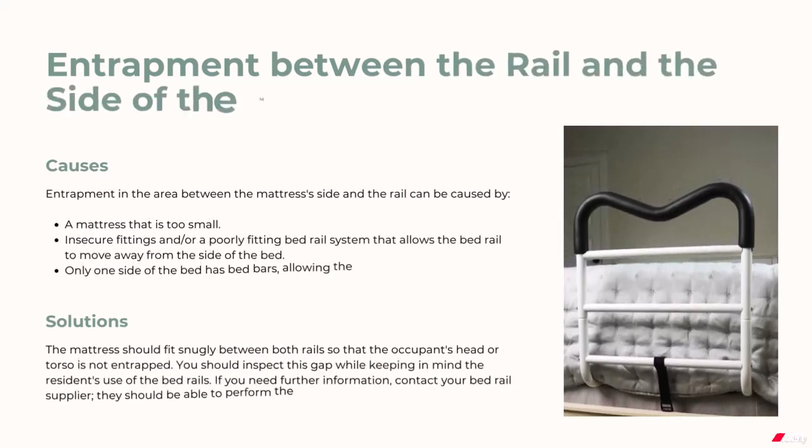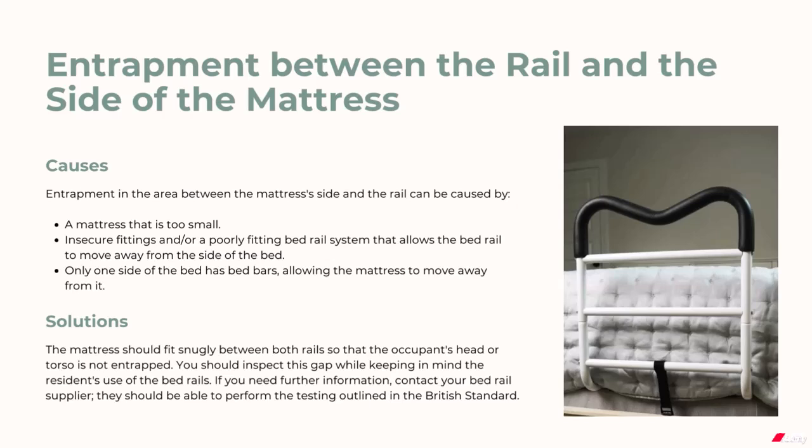Entrapment between the rail and the side of the mattress. Causes. Entrapment in the area between the mattress's side and the rail can be caused by a mattress that is too small, insecure fittings, and/or a poorly fitting bed rail system that allows the bed rail to move away from the side of the bed. Only one side of the bed has bed rails, allowing the mattress to move away from it.